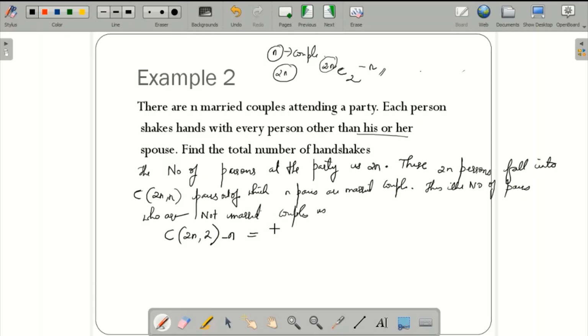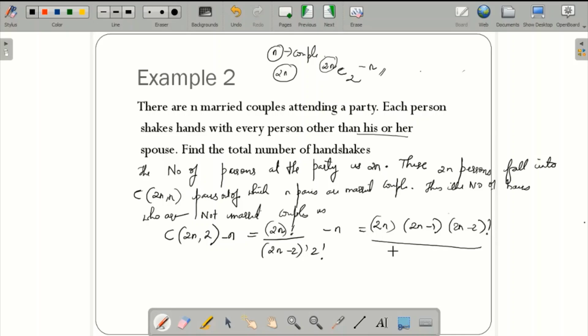So it will be 2n factorial divided by 2n minus 2 whole factorial into 2 factorial, minus n. So this would be 2n into 2n minus 1 into 2n minus 2 factorial divided by 2n minus 2 whole factorial into 2 factorial. So this and this get cancelled, and here minus n, and this also will get cancelled.